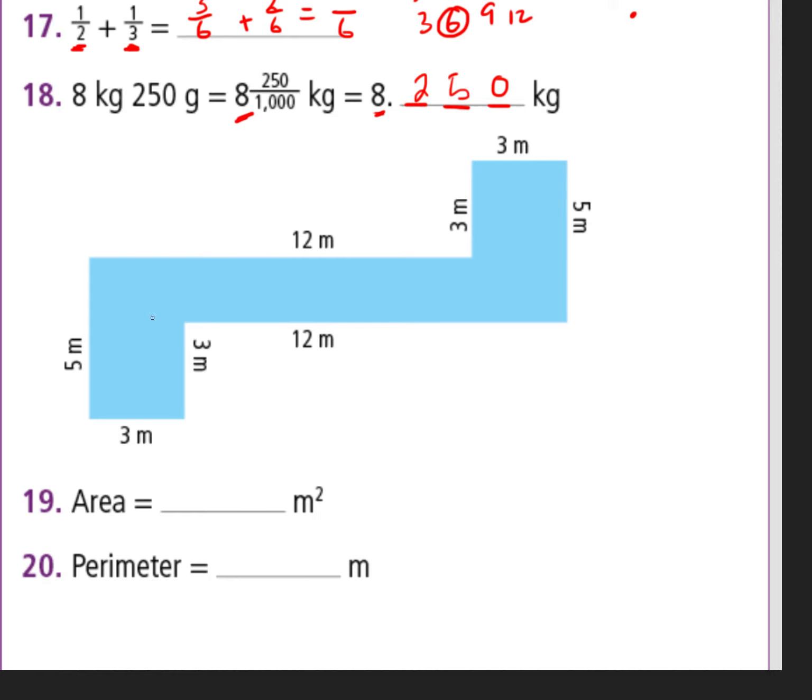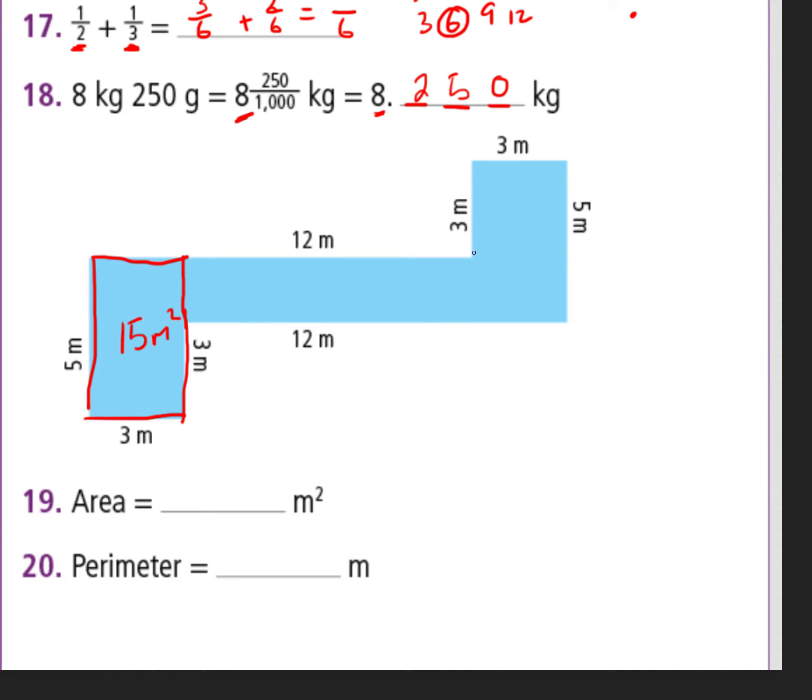The area is a little trickier. What we need to do is to take this shape, and this is kind of a Z shape turned on its side, but there's no formula for finding the area of a Z shape. So what we need to do is break this shape up into shapes that we already know how to find the area of. And we all know how to find the area of a rectangle. So I'm going to split it into a rectangle here. Okay, and we can get the area of this rectangle. It's the height by the width, so 5 times 3, that's 15 meters squared.